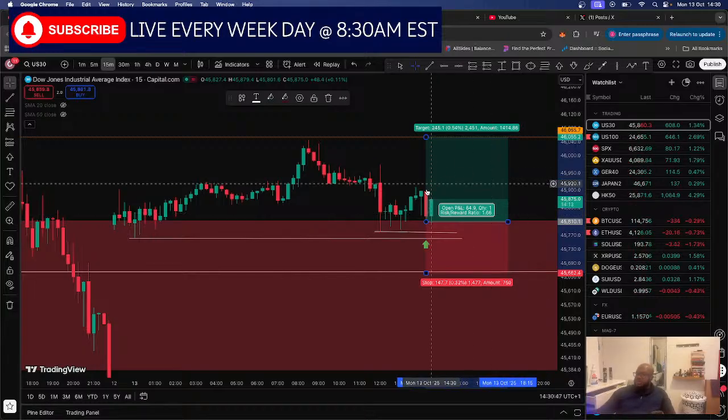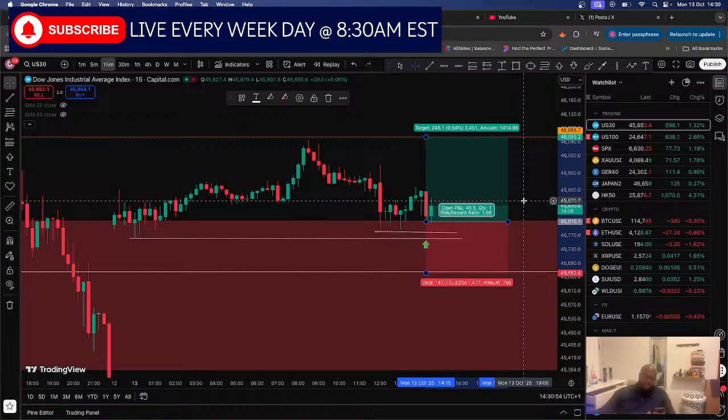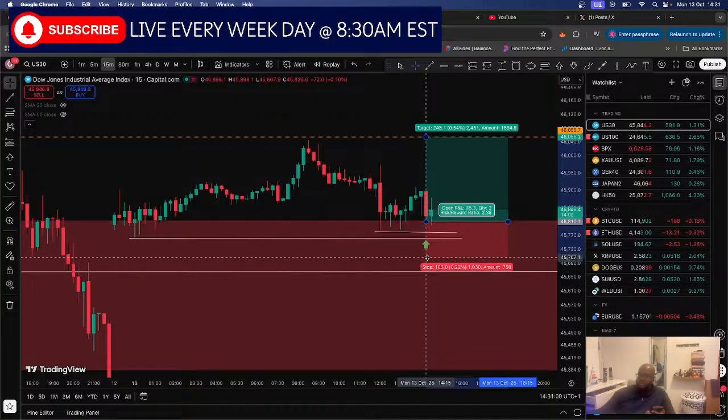Once we break this level, we should be through. If we break that level, if not, I'm just gonna let price go back to my stop loss. This is my stop right here, 100 pips.